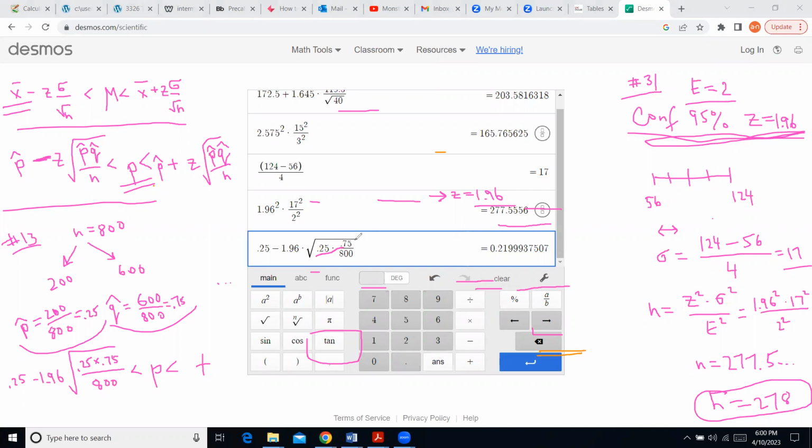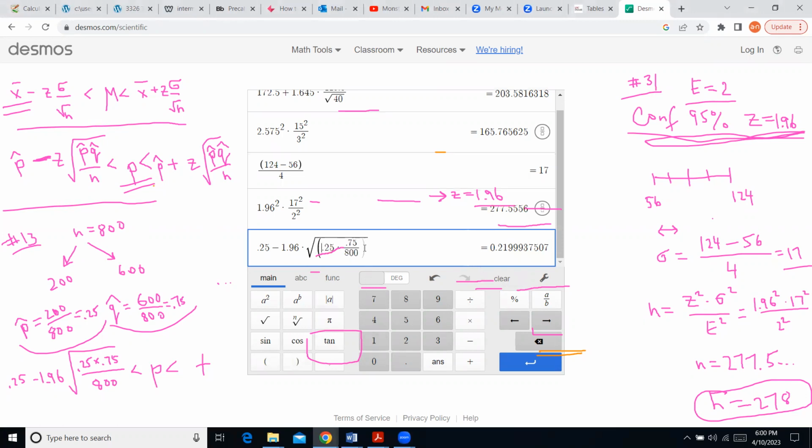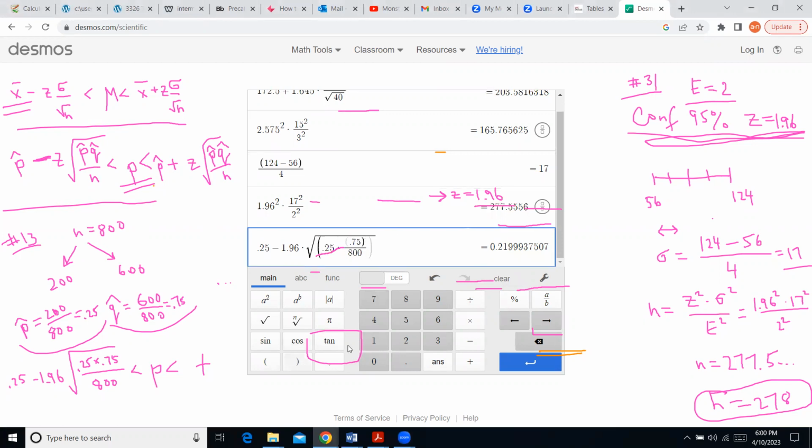Well, you multiply two numbers and divide by the third. If you don't like this way, you can always use parentheses, and notice you're going to get 0.2199 anyway. Just put parentheses here, and then your parentheses also here. So this way, you will get what you need.